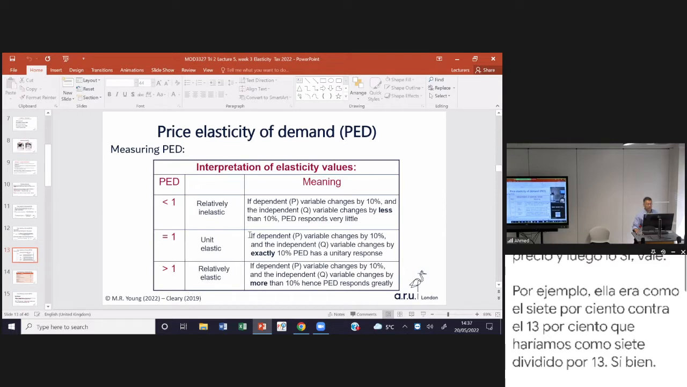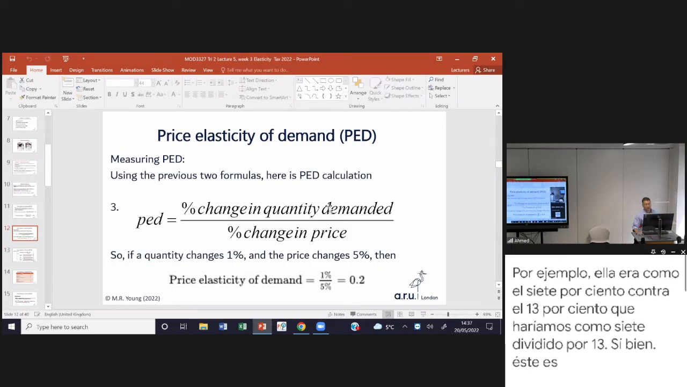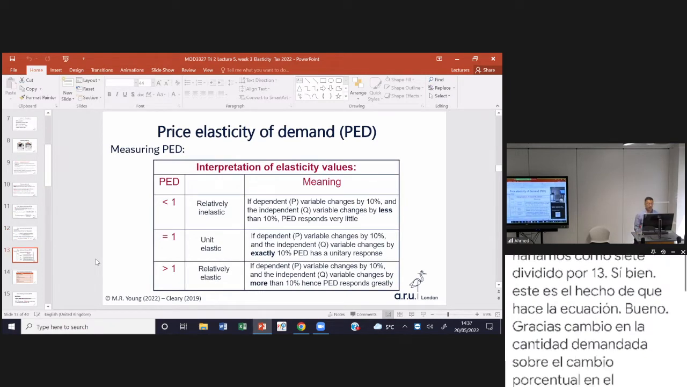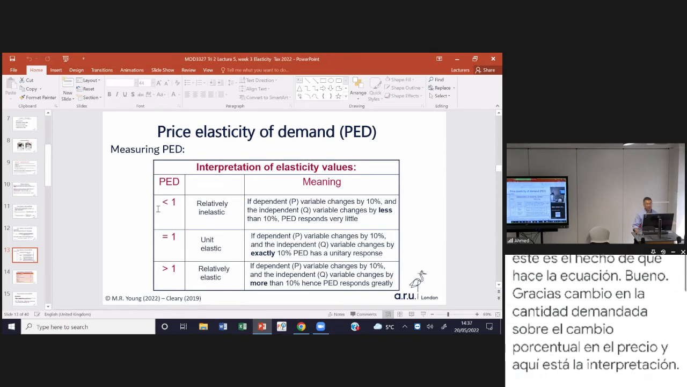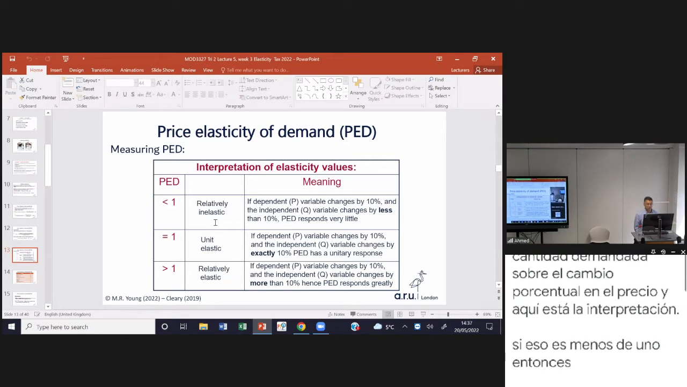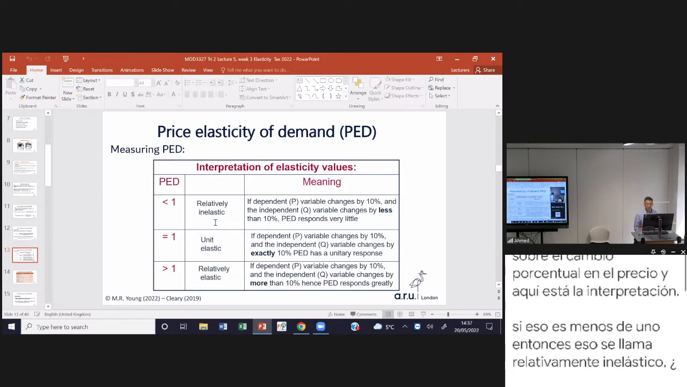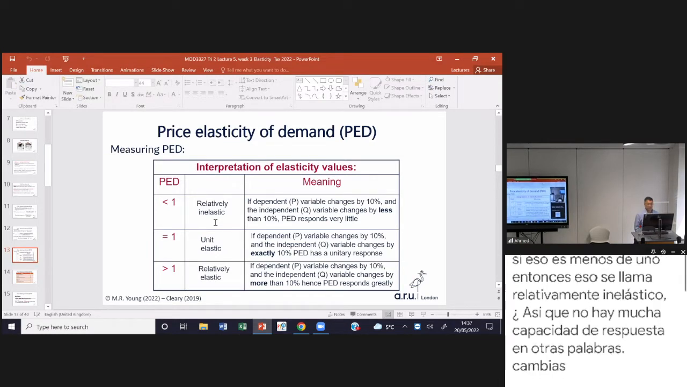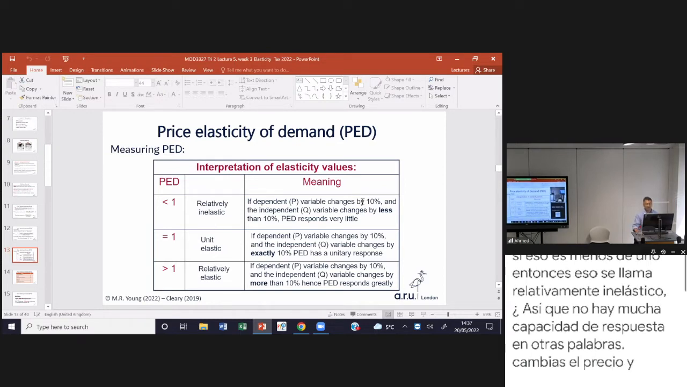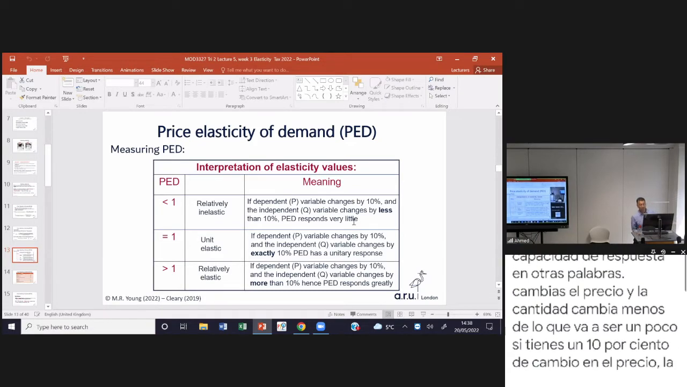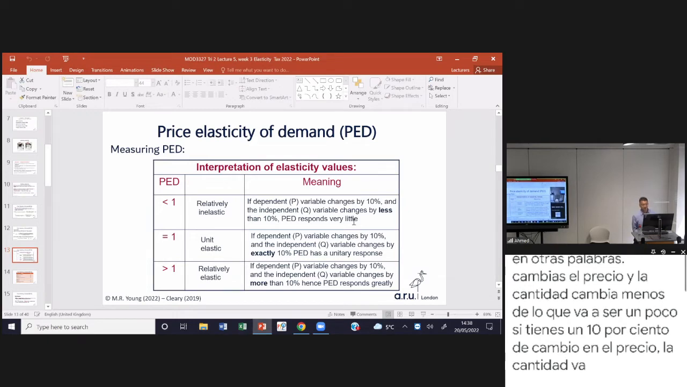Now here is an interpretation of that. If that's the equation, percentage change in quantity demanded over percentage change in price, and the result is less than one, then that's called relatively inelastic. So not much responsiveness. In other words, if you have a 10% change in price, the quantity change is going to be less than 10%. So that's less than one.